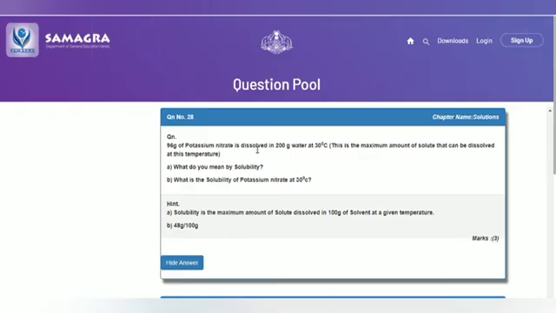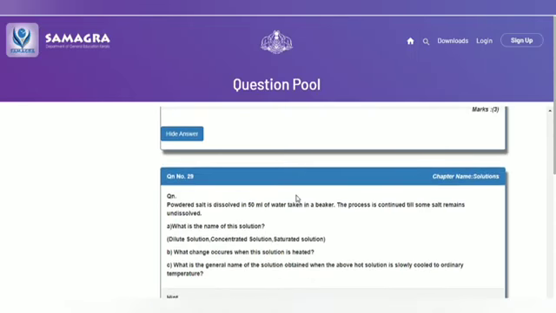96 gram of potassium nitrate is dissolved in 200 gram of water at 30 degrees Celsius. What do we mean by solubility? Solubility is the maximum amount of solute dissolved in 100 gram of solvent at a given temperature. What is the solubility of potassium nitrate at 30 degrees Celsius? 48 gram per 100 gram.